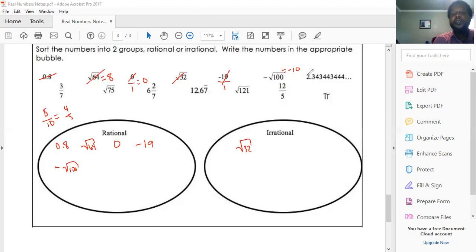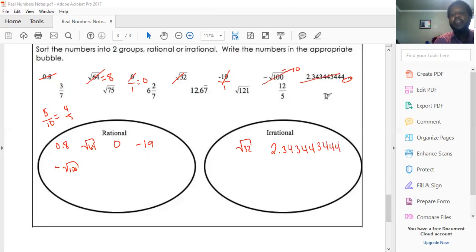What about this? 2.343443444... Can I represent that as a fraction? It keeps going. It's non-terminating. That's what these little 3 dots mean. That means it's not terminating. So it's a non-terminating decimal, so it has to be irrational. Let's make sure we copy it exactly correctly. There's a lot of 4s and 3s. Okay, so those are done.